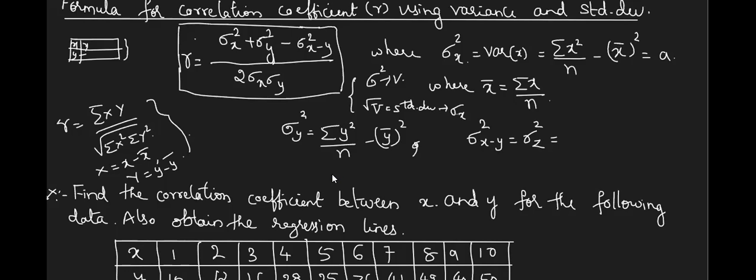So now what will be the formula for sigma square z? If I similarly apply, it is summation of z square upon n minus z bar square. Then you will get sigma square y and sigma square x. Take the root, you will get these two values and substitute in this. Why do we have to use this? Because after calculating this r, we have to get the regression lines.